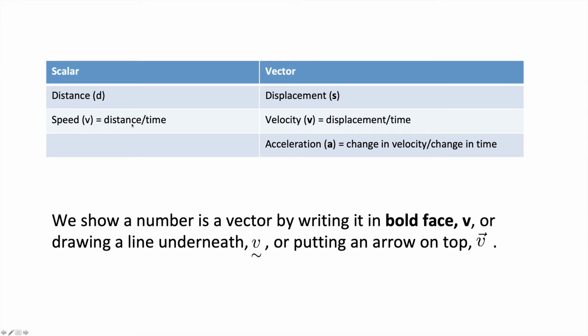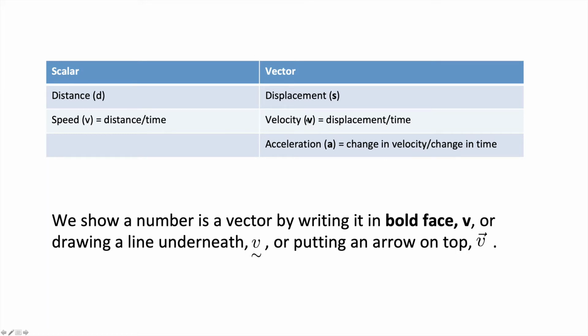So speed is equal to the distance over the time, but again, we'll be looking at that in more detail very soon. Vectors, the equivalent vectors are, for distance, we've got displacement. For speed, we've got a velocity, which is a displacement divided by the time. And then for acceleration, we've got change in velocity divided by change in time. So we'll be looking at acceleration more next lecture.